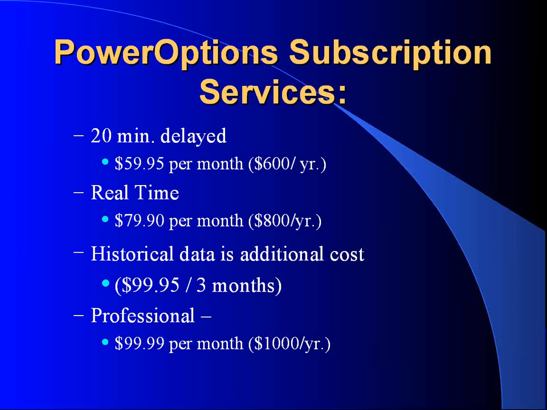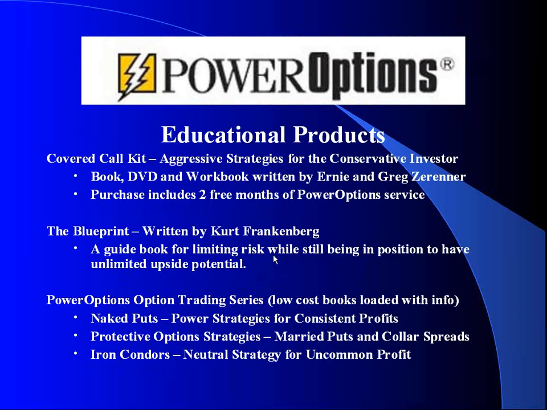If you're already on the real-time service, however, it's actually cheaper just to upgrade to the professional level of service. The professional level includes everything on the real-time service, but with unlimited access to the historical suite of tools. So it's only $20 more per month over the real-time. So it's actually cheaper, if you're on real-time, to upgrade to professional than to purchase the 3 months access to the historical suite of tools.